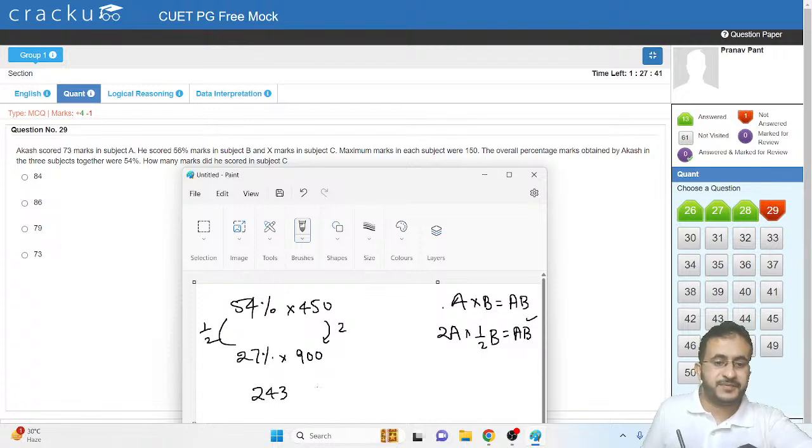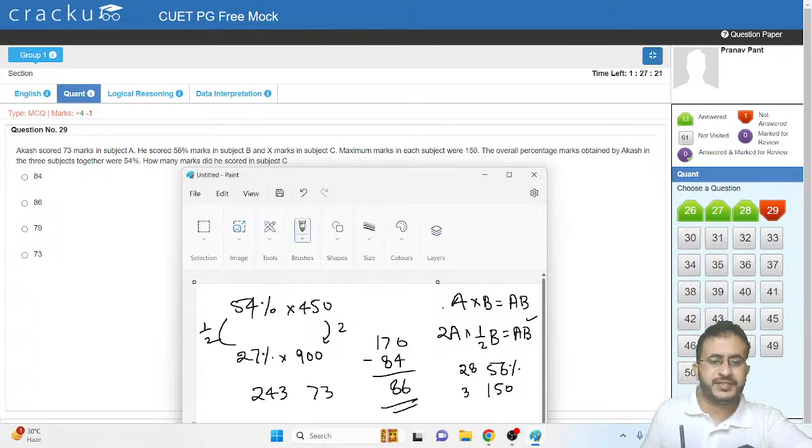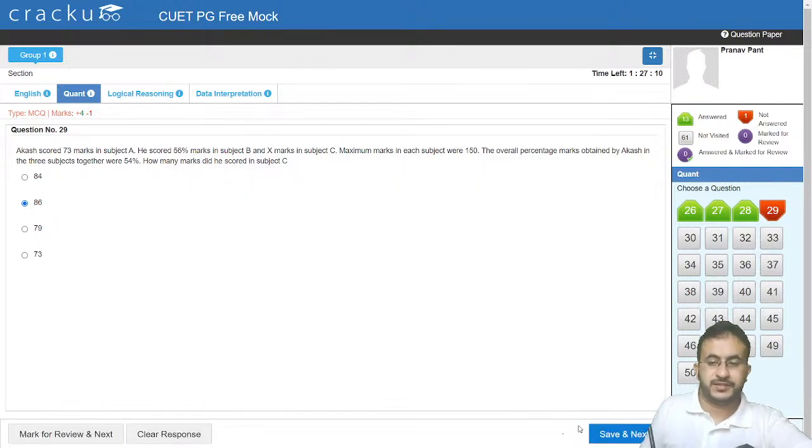In the first subject, he gets 73. In the second subject, he gets 56% in B. Yeah, 56% of 150. You can do this again using half and double. 28 into 3, right? 84. So 84 in this subject. So total is 243, and 243 minus 73 minus 84 gives 86 marks in the third subject.